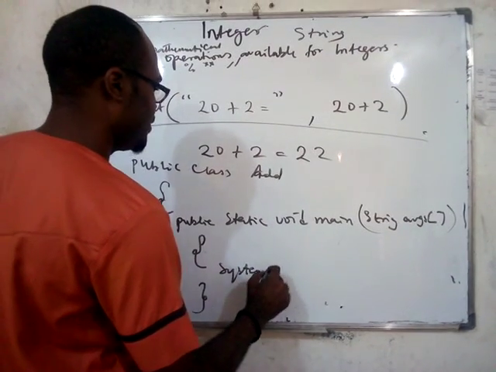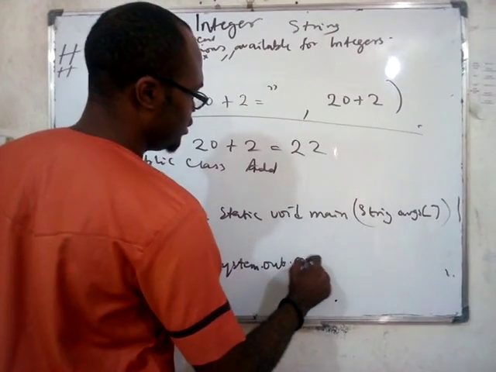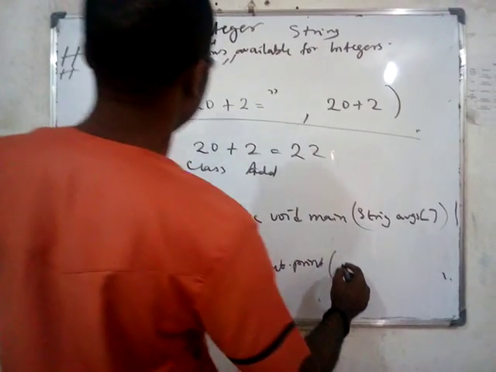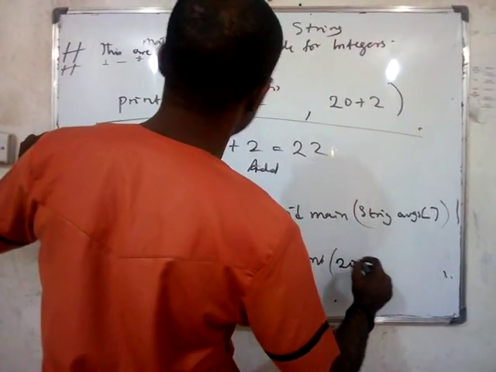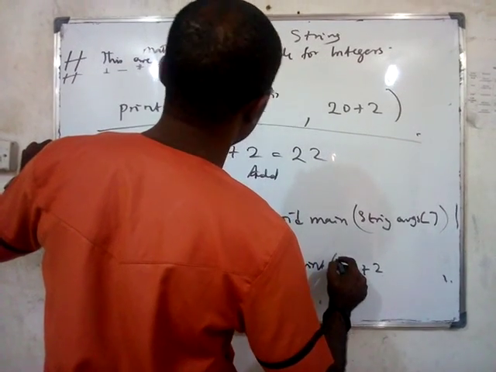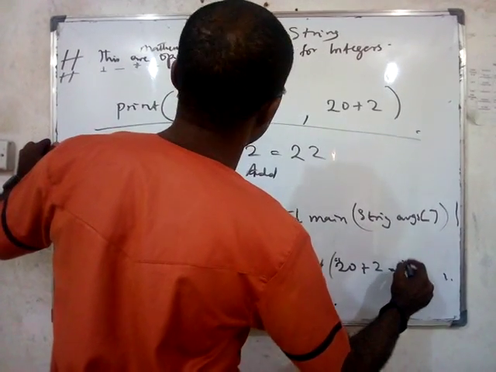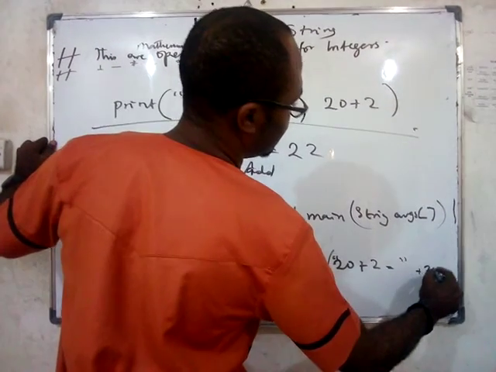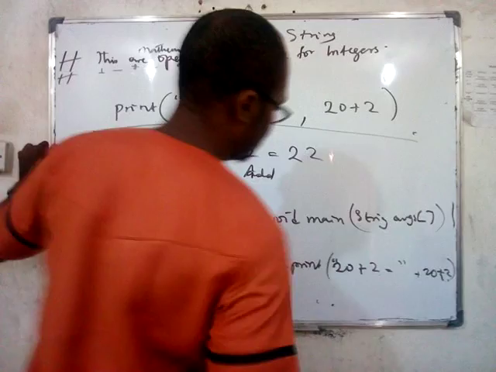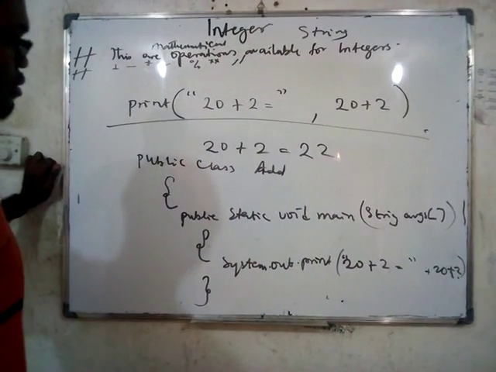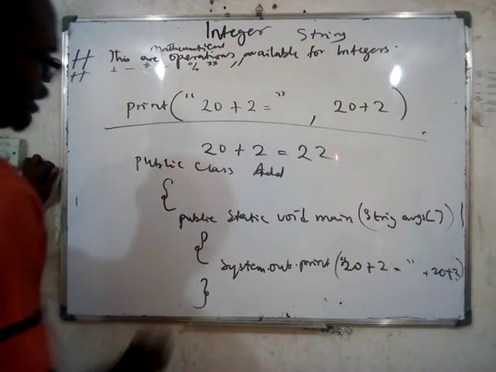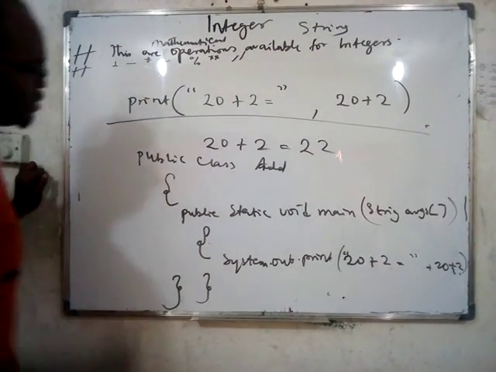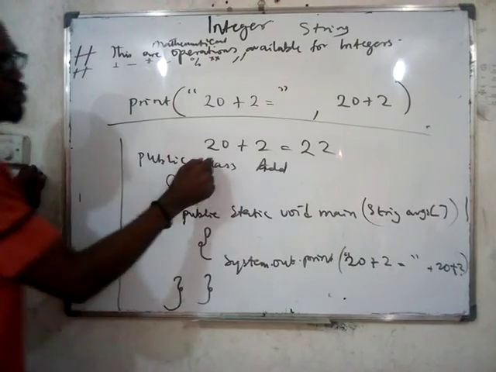system dot out dot print, then you now write this: 20 plus 2 equal to, plus 20 plus 2. Then you close this curly bracket. Can you see? You have to write all this code just to produce this.